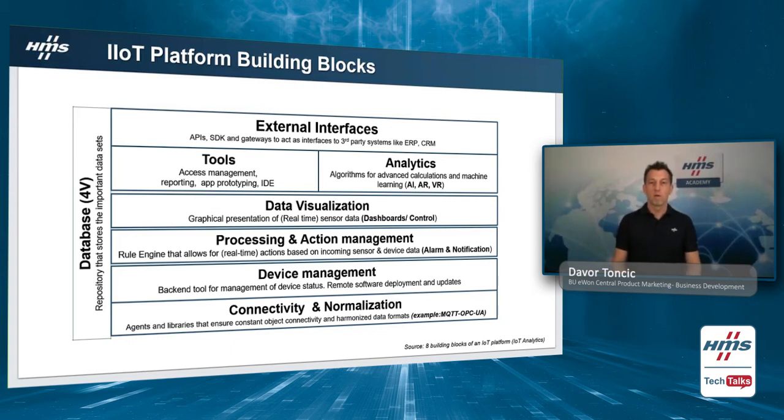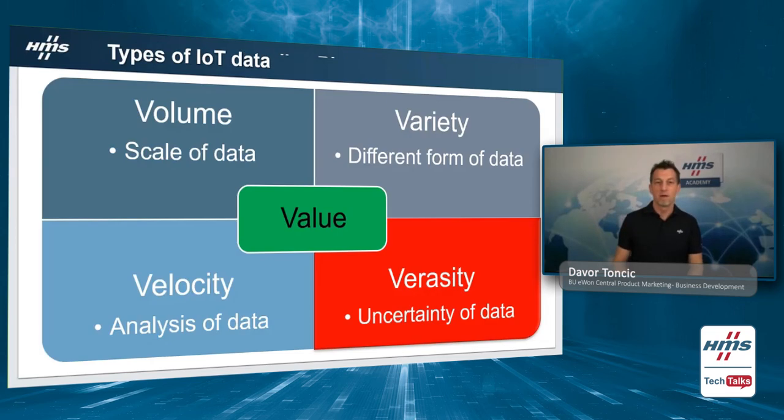And when we are talking about the data, it's usually referred to the four V's types of data, and that is the volume, the variety, the velocity, and the veracity of data, which is managed inside an IoT platform. So in a cloud platform, you need to be able to manage the amount of data from the devices, and as we're getting more devices connected, the more data will have to be managed by the IoT platform.